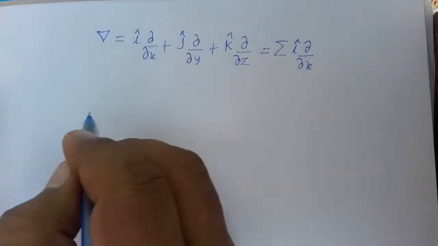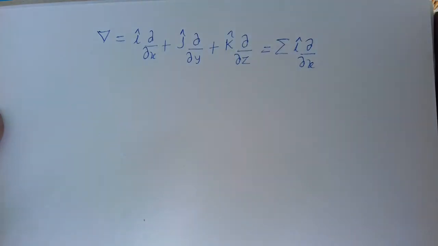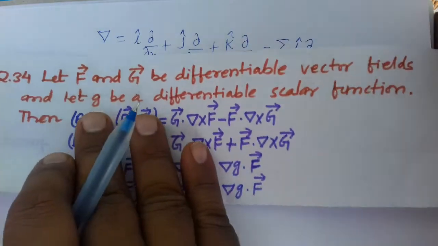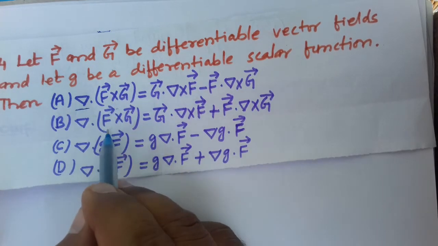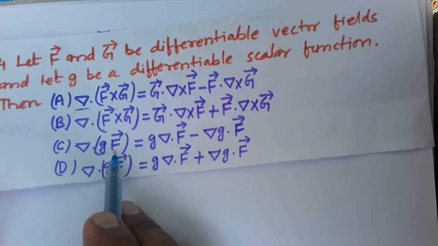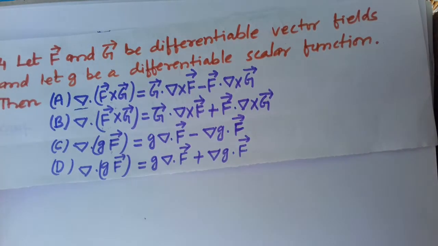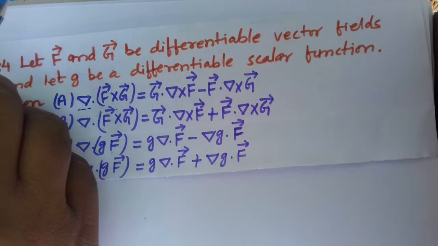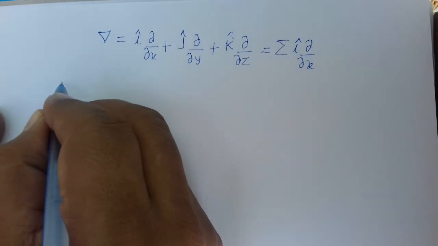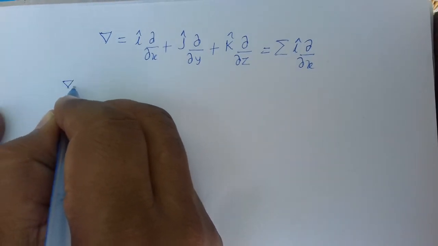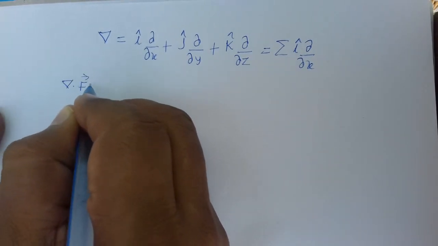Del by del x. Now in the question you see two types. Here these two expressions are the same and these two are the same, so we have to work for two. Let us go one by one.